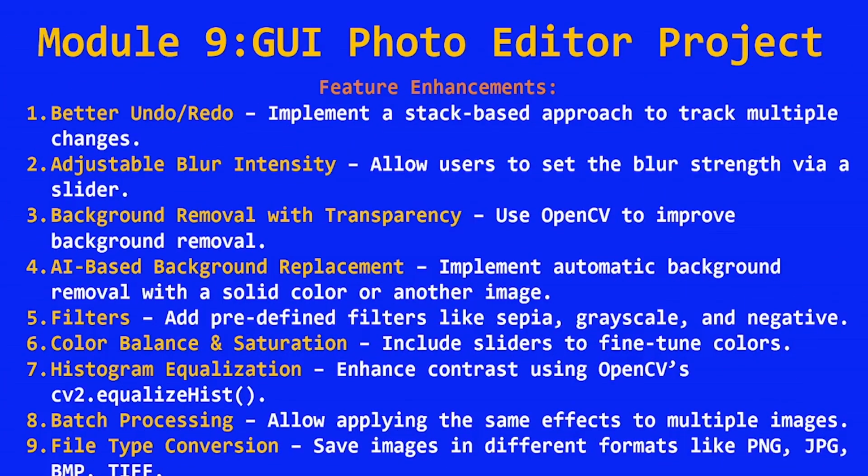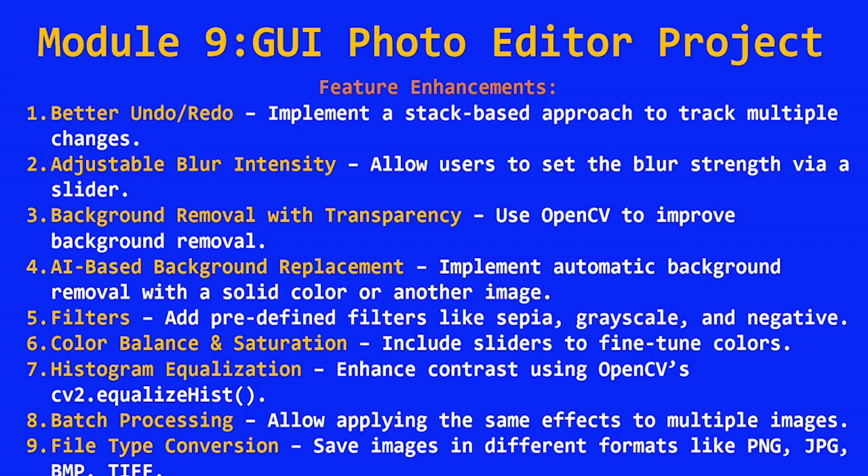Hello guys, and welcome to module 9 of the graphical user interface photo editor project. This project, or this app, will have the following feature enhancements. Number one, it will have better undo and redo functionality, to implement a stack-based approach to track multiple changes. It will also have adjustable blur intensity, which will allow users to set the blur strength via a slider.